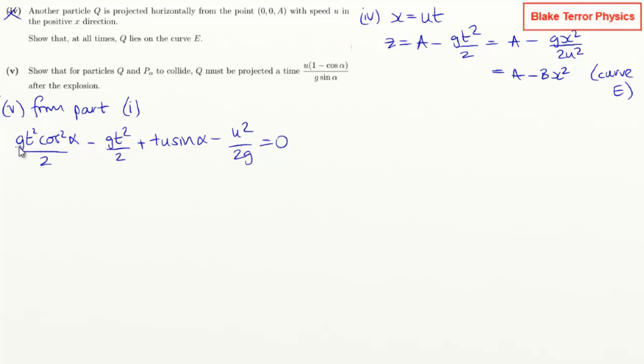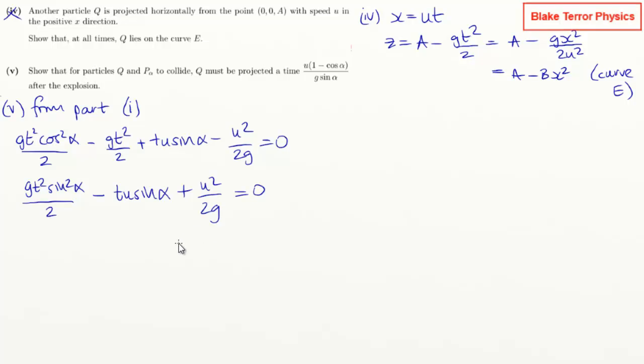Yeah, I suppose if I do cos squared is 1 minus sine squared, those GT squareds are going to disappear, aren't they? Because they'll just cancel with each other. Then I'll multiply everything by -1. So this is going to be a GT squared sine squared alpha over 2, then a minus TU sine alpha, then a plus U squared over 2G. So that's doing a 1 minus sine squared, cancelling those GT squareds over 2, and multiplying by -1.